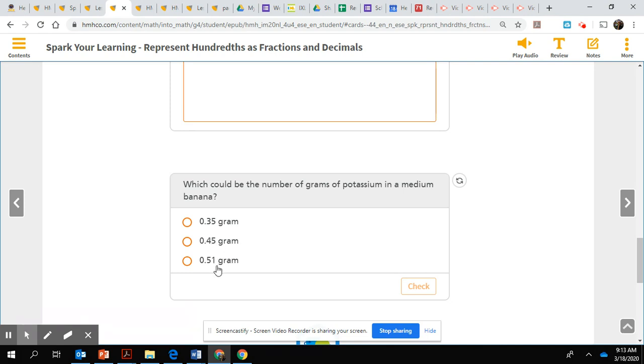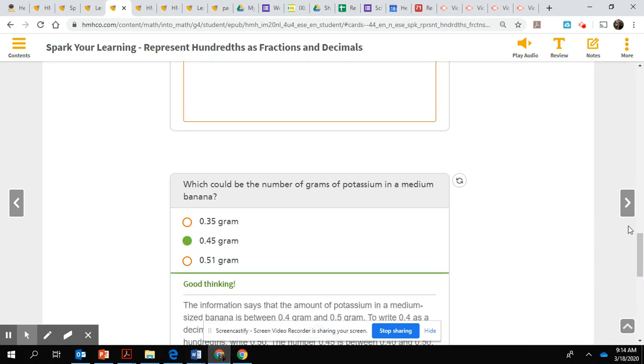Let's look at the last one because you always go through every single answer choice that is given to you to ensure that you're able to eliminate the ones that do not make sense. All right. So now we're at 51 hundredths gram. And I'm asking myself again, does 51 hundredths gram fall between 40 hundredths gram and 49 hundredths gram? Definitely not. 51 would be over. So the only possible answer would be 45 hundredths gram.